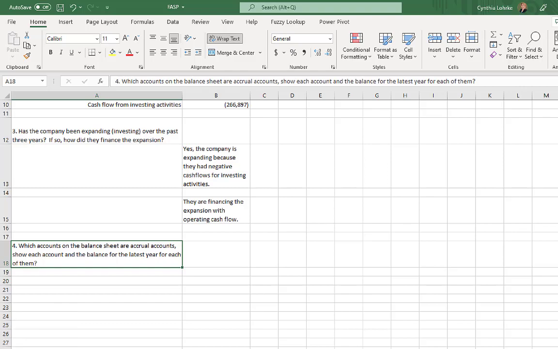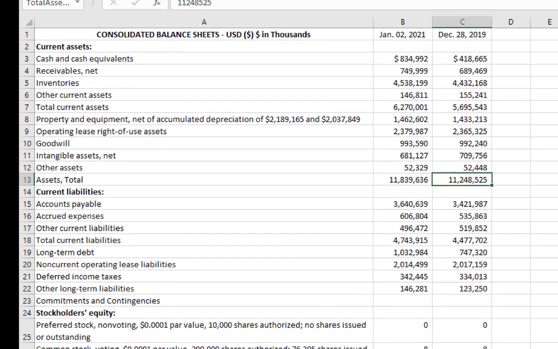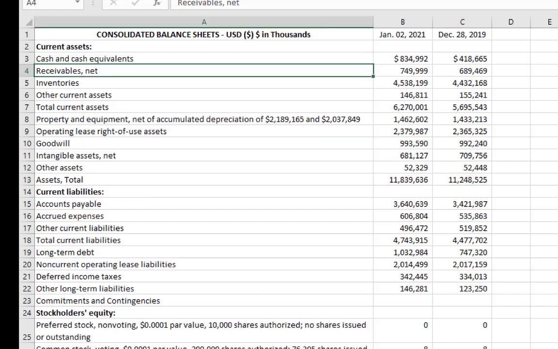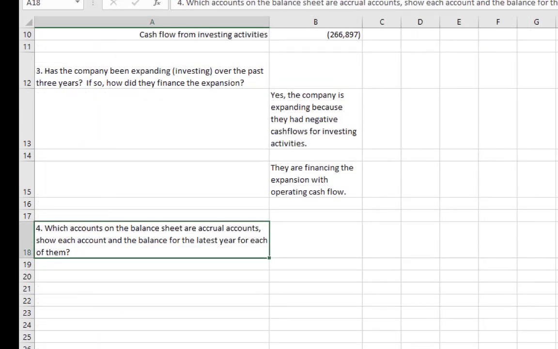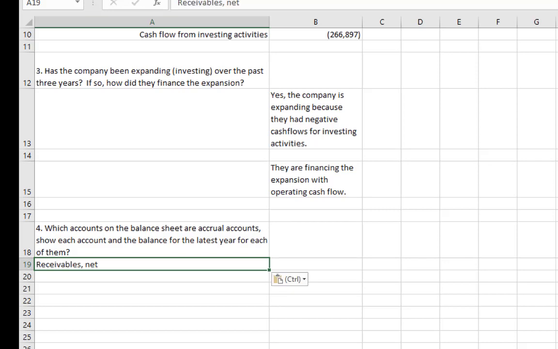I'm going to go back to my balance sheet, and I'm going to start up here. Cash is not accrual. Here I have some receivables. That's an accrual account, right? Because I have not received cash for services that I have rendered. So I'm going to go ahead and copy over receivables. I'm going to do a copy, just because this is easier than trying to remember it. Go back to my Chapter 2, and right here, I'm going to click paste. I'm going to right justify it.